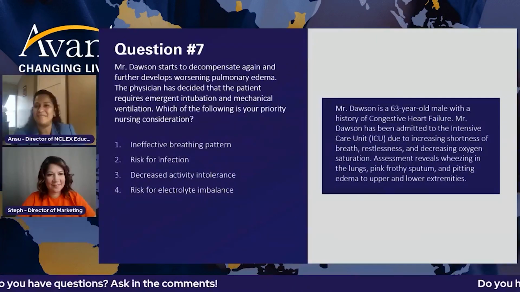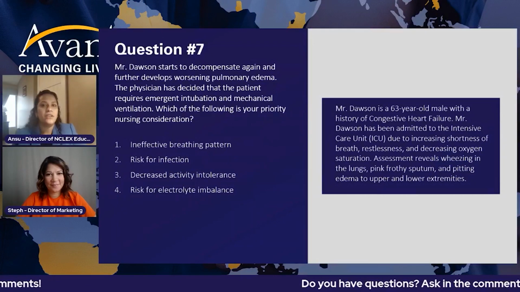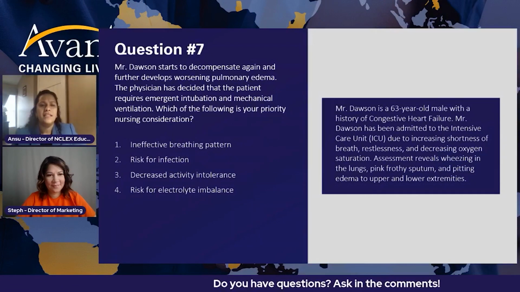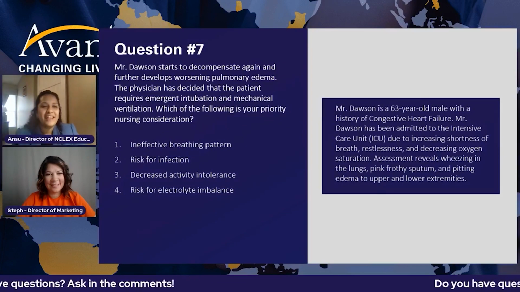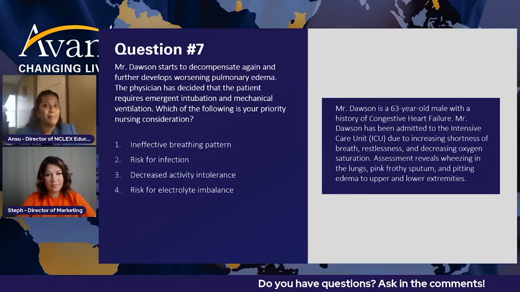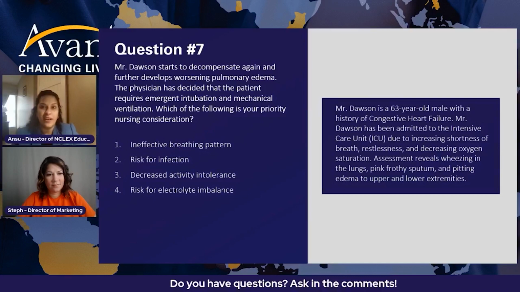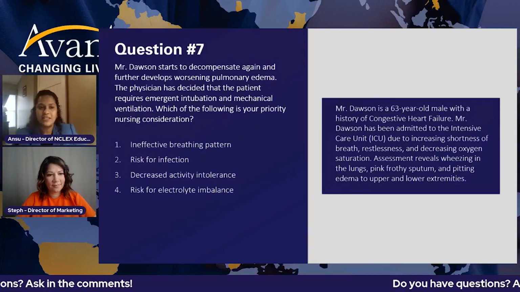The last question, a pretty straightforward question. It's asking you, the patient starts to decompensate again and develops worsening pulmonary edema. Somebody forgot to give him the furosemide. The physician decided that the patient requires emergency intubation. Remember, he was on BiPAP. Maybe that's not helping him. Now we really need to intubate the patient and give him some mechanical ventilation and oxygen.